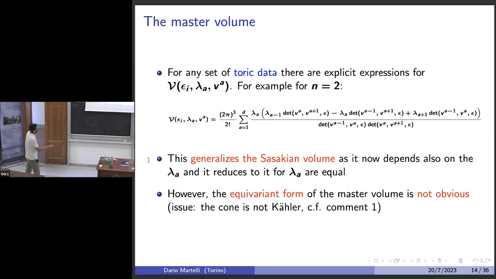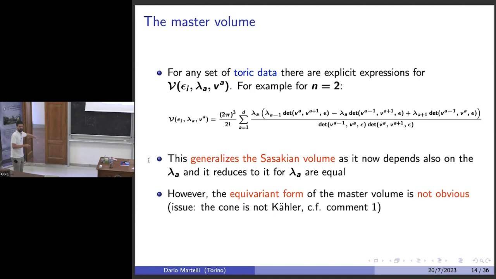And in fact, if you put them all equal, this expression reduces, it's trivial to check, to the previous one that appeared in the Sasakian case. However, there is one difference. For example, this master volume is not obviously something that you can put in this kind of Duistermaat-Heckman form. And this is something I want to come back to at the end of the talk.